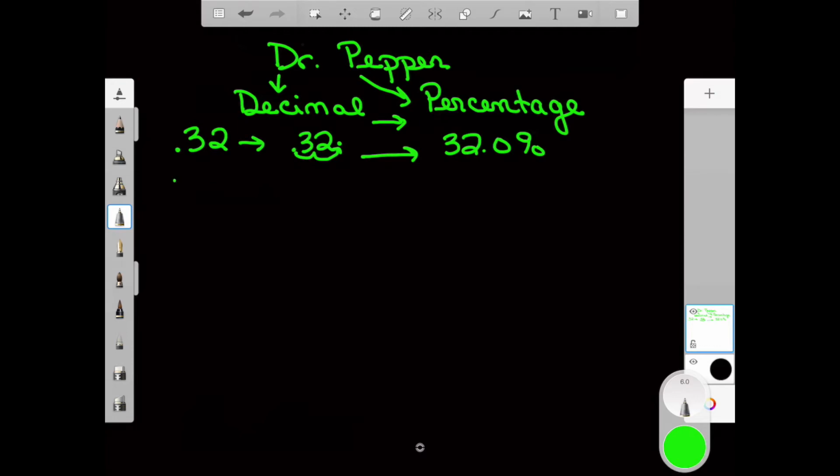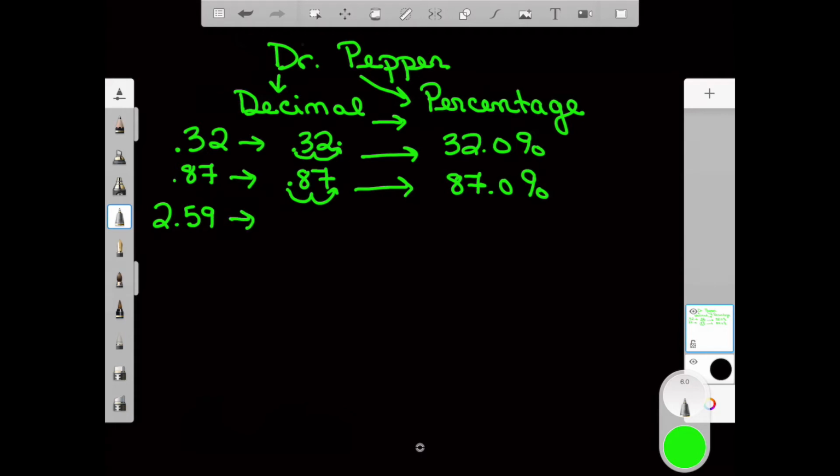Let's say you had the decimal of 0.87. Well, we take that 0.87, we move it 2 to the right, and that would give us 87.0%. Well, what if you had a mixed number? So something like 2.59. Well, the same thing applies. So you're going to take that decimal, move it 2 to the right, 1, 2, and that's 2 places, 1 for each word, and that's going to give us 259%. Pretty simple, huh? Oh, and just so you know, the decimal's right there.